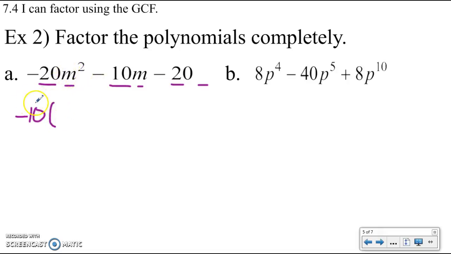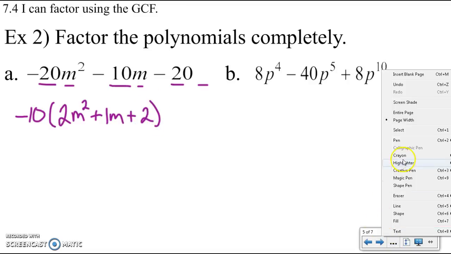So negative 20 divided by negative 10 is 2. We didn't do anything with those m's. Negative 10 divided by negative 10 is positive 1. Again, we didn't do anything with the m, so it stays there. And negative 20 divided by negative 10 is positive 2. Okay, so this should be my final answer.